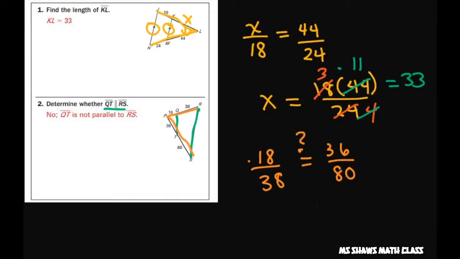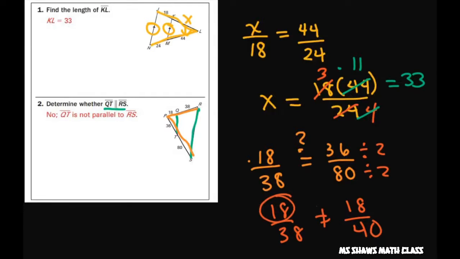And does that equal, let's just divide this one. You can use a calculator if you want, but divide both of these by 2. Because if you divide both of these by 2, you'll get 18 on the top. So you get 18 divided by 38 does not equal 18 divided by 40. Because there's no way they're going to equal if the numerators are the same.